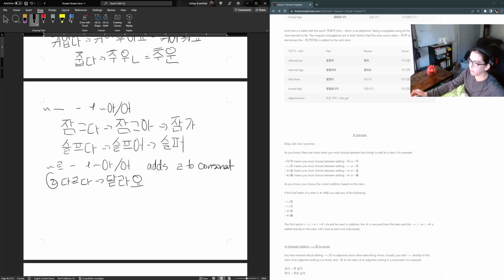The ㄹ irregular. As you know, there are times when you must choose between two things to add to a stem. For example, a, o, or nu, nun, or bu and su, or ru and ur. As you know, you choose the correct addition based on the stem. If the final letter of the stem is ㄹ and you have any of the following, the first option should be used. The ㄹ is removed from the stem and the ending is directly added.